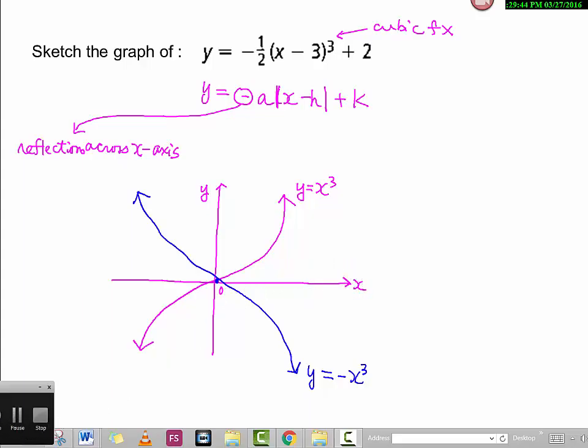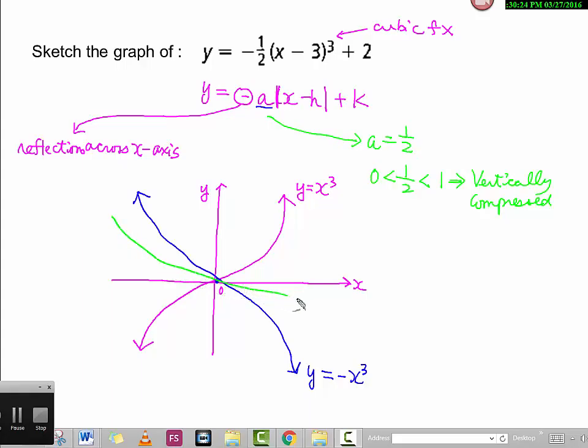The next thing I'm going to look at is the value of a. Since a is equal to half and it is less than 1 and bigger than 0, we know it's going to be a vertically compressed transformation. So it's going to be flatter like this. So this one is y equal to negative half x to the third power.